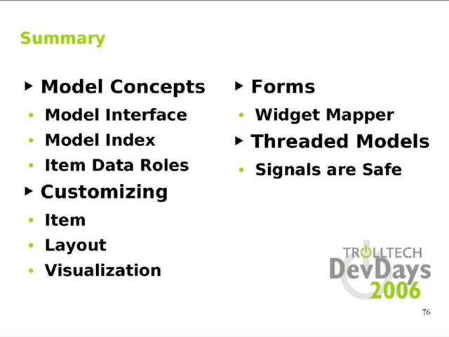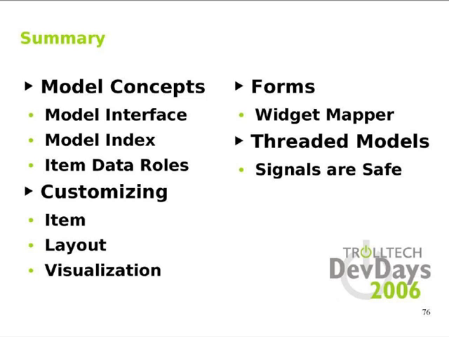So, to summarize my presentation today, these are the points that I want you guys to remember when you walk out that door today. This is the important part of the presentation. First part, the model concepts. We start out with remembering that the model is not a data structure for you. It is an interface. It defines a way to communicate about data structures. And then we have the model index, which indicates a position in the model. And finally, the item data roles, which indicates the different data parts of each item.